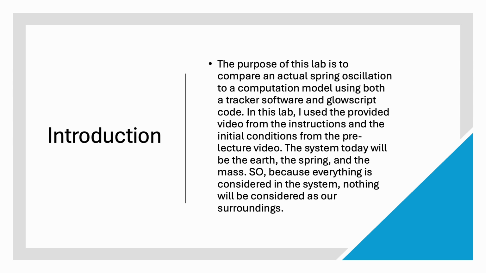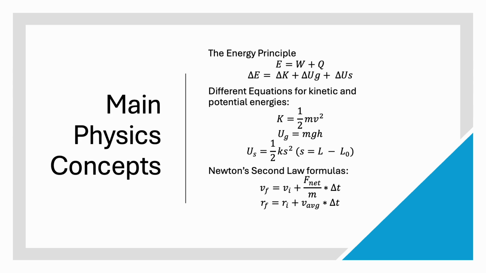And the system today will be the Earth, the spring, and the mass. Because everything is considered in the system, nothing will be considered as our surroundings. The main physics concept in this lab is the energy principle, which you can see here: delta E, the change in energy, is equal to the change in kinetic energy plus the change in gravitational potential energy plus the change in spring potential energy.